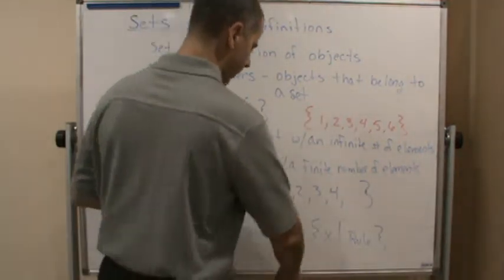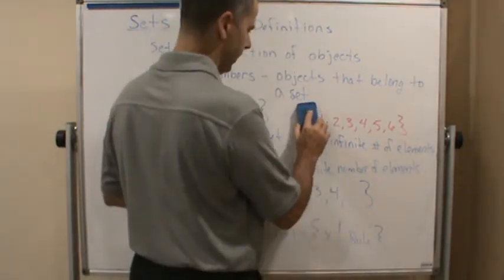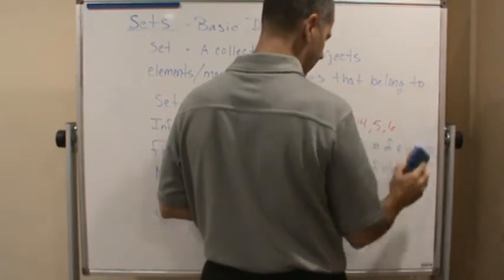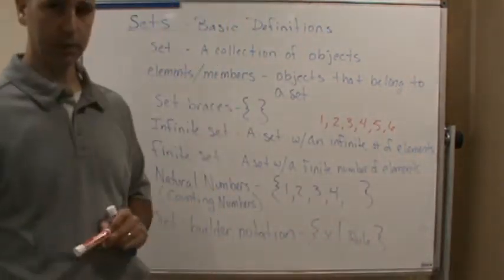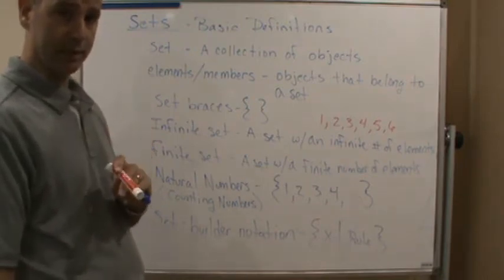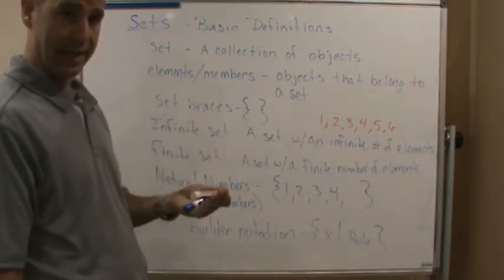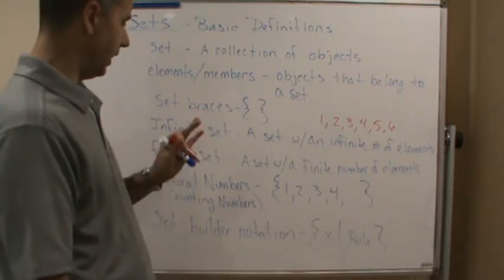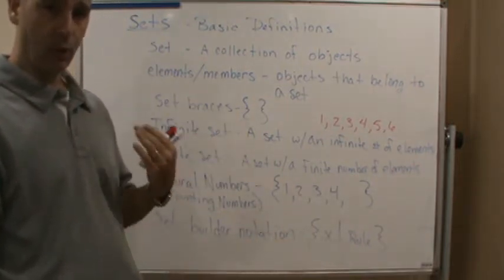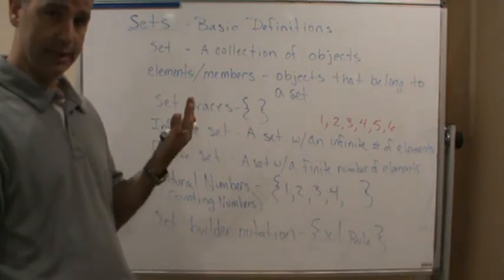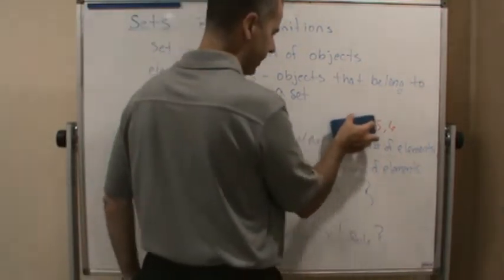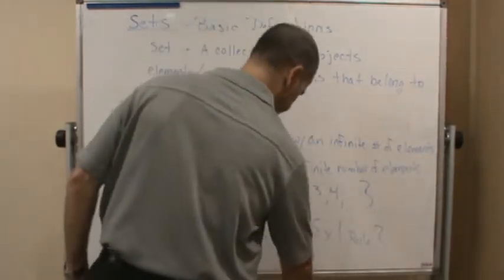If I don't have the braces, then I'm not denoting a set. I'm just denoting a sequence of numbers. So be careful. It's important to use the braces to represent a set. Especially on a test or a quiz or homework, you want to make sure that you are saying what you want to say. So it's important to have the braces if you are representing a set.